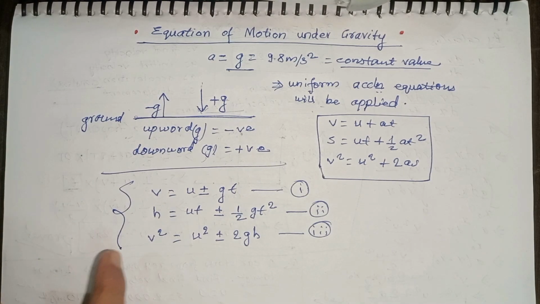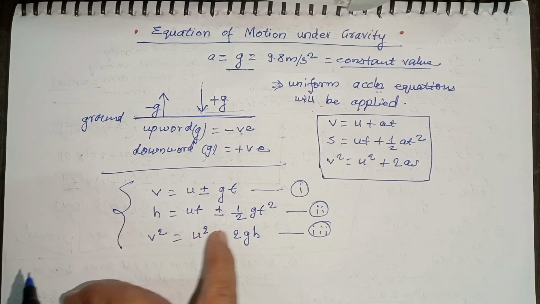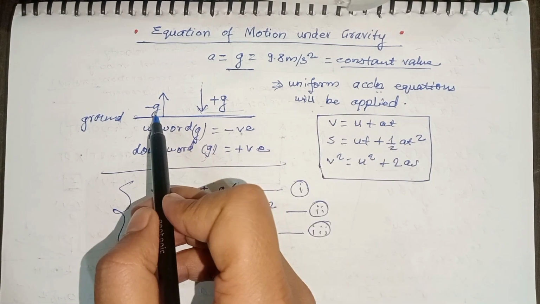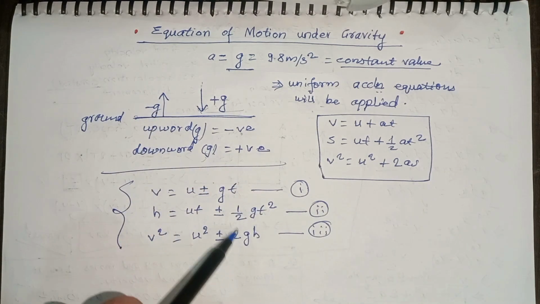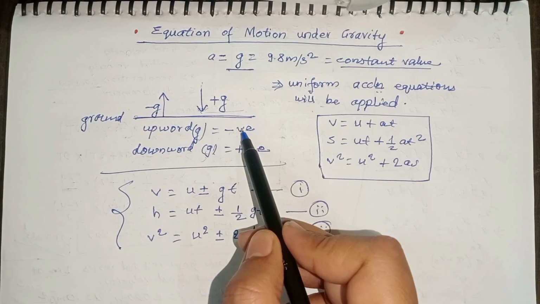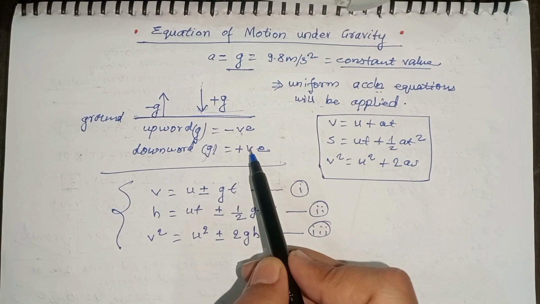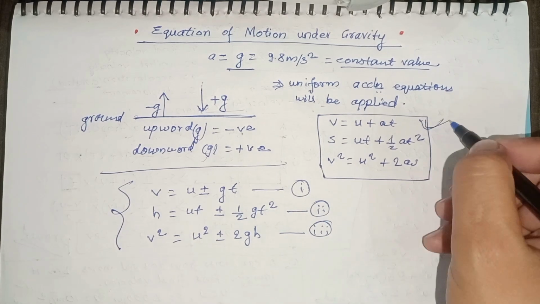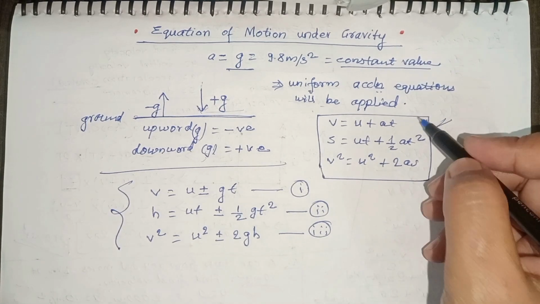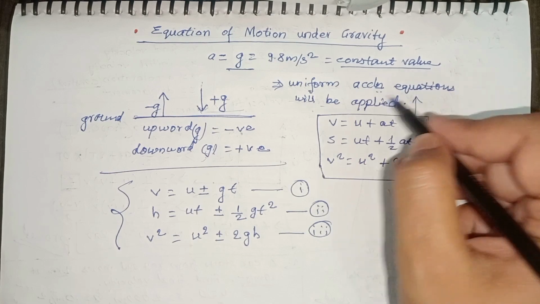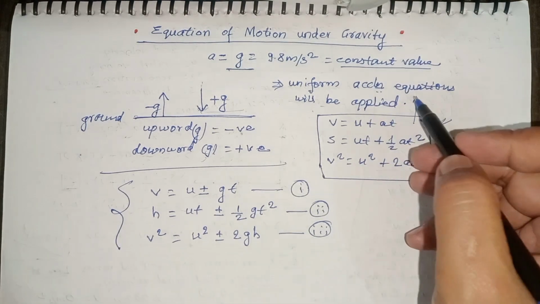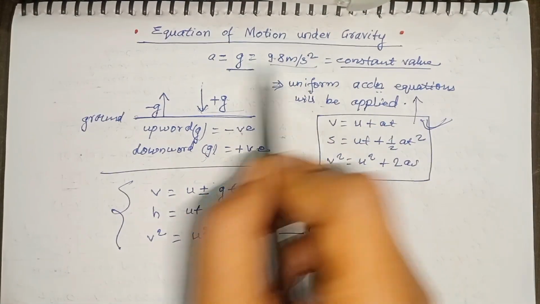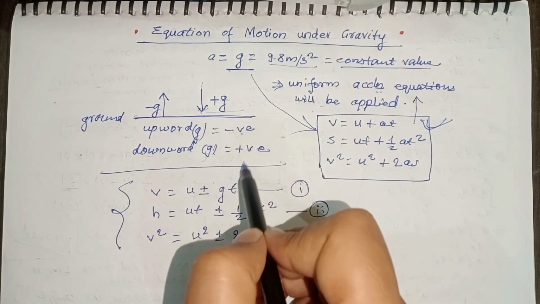How is it calculated? It is derived from these equations, and in these equations the value of acceleration is put as g. For the upward direction it is negative, for downward it is positive, because downward is favoring gravity and upward is against gravity. And why are only these equations applied? It is because these are uniform acceleration equations, and uniform acceleration equations need constant acceleration. Here the value of g is constant, so these equations are applied.